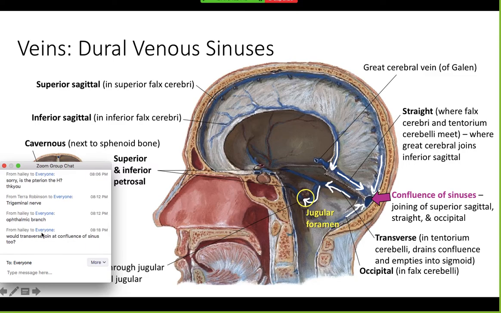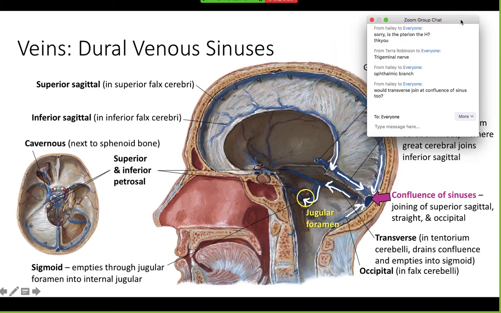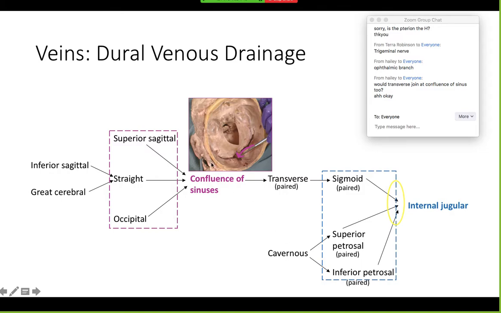I wouldn't say join because it's not draining into it. So the transverse sinus is going to drain the confluence of sinuses. And if I go to the next slide, that might be helpful. Yeah, okay. So here she has a really simple diagram showing that. So the confluence of sinuses are draining into these paired transverse sinuses. And then you have the sigmoid and the superior and inferior petrosal sinuses draining into the internal jugular vein.